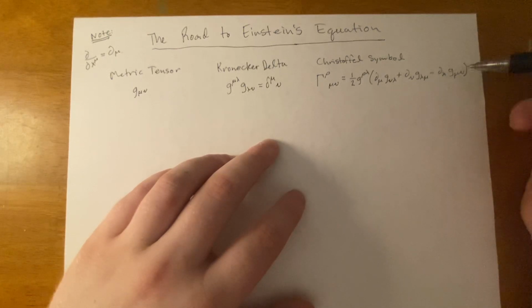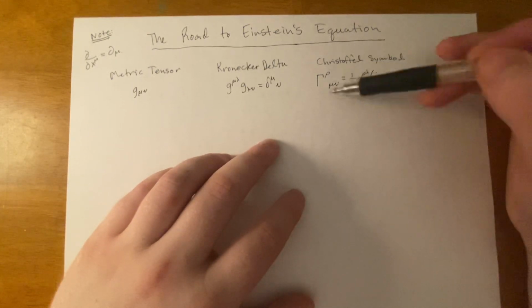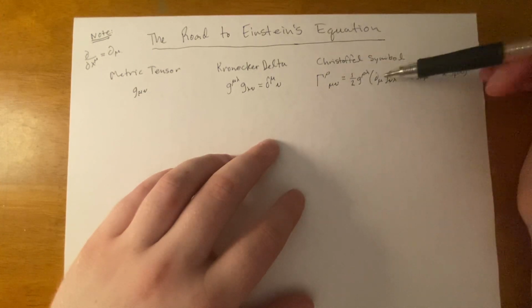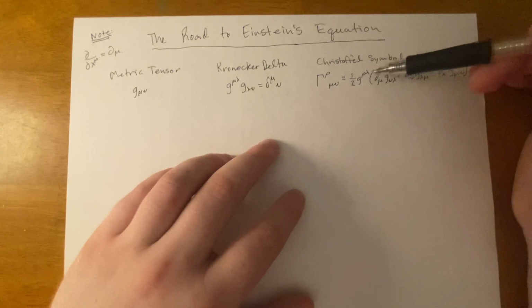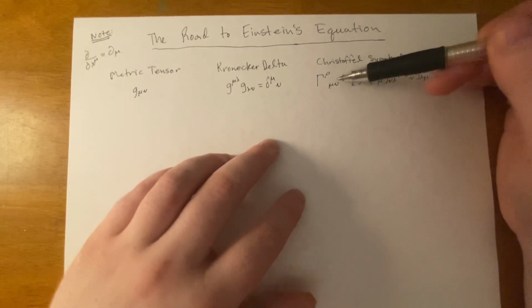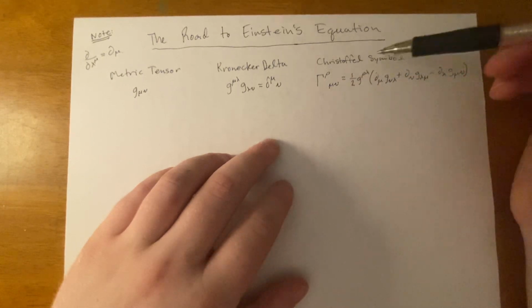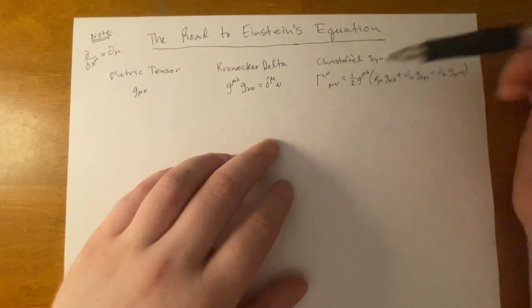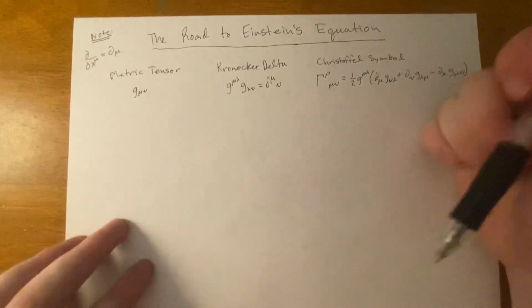So that's what the Christoffel symbol, the connection, looks like. So this is talking about the curvature of space. As you can see, it's the partial of the metric. Now this itself is not a tensor because it does not transform like a tensor, but regardless, it's very important in the geodesic equation, and as you'll see in Einstein's equation.